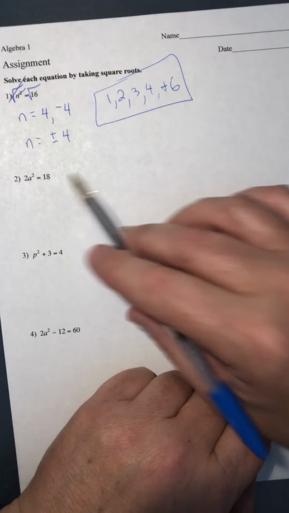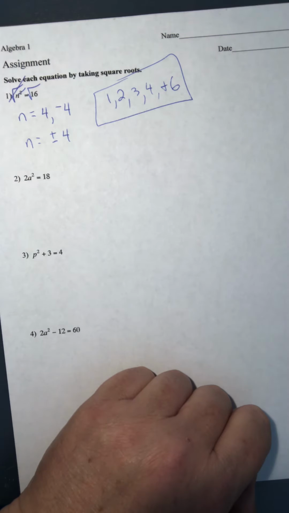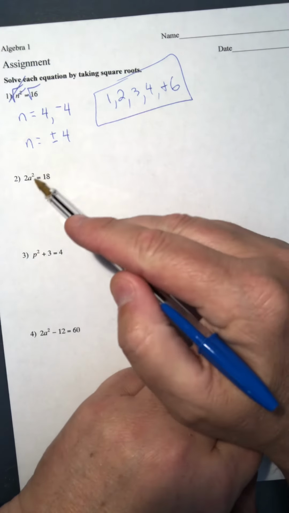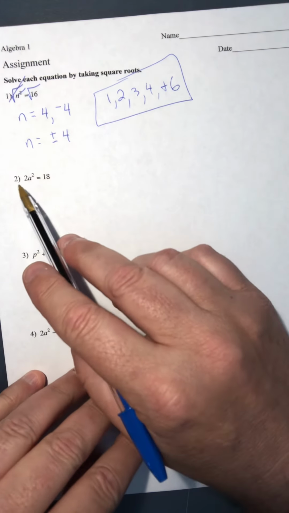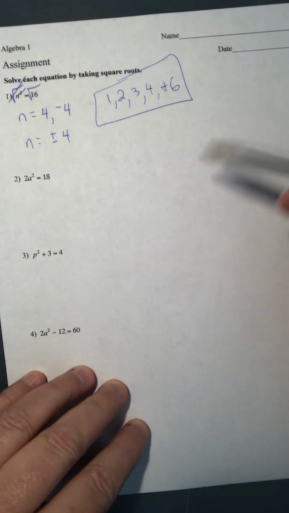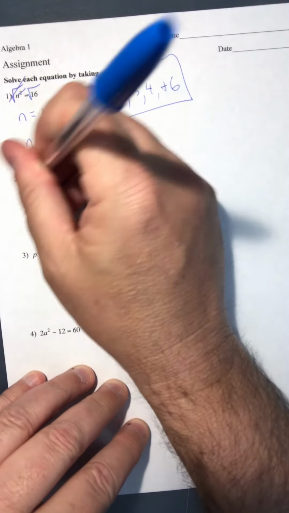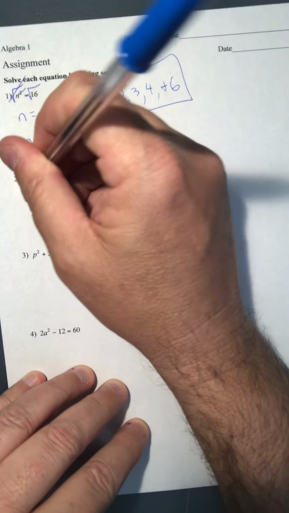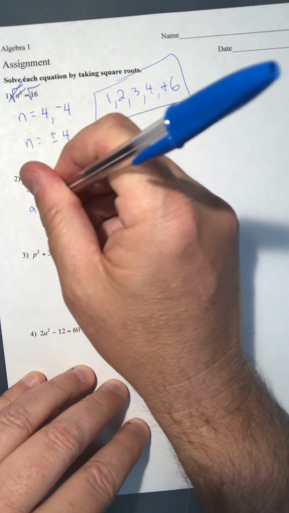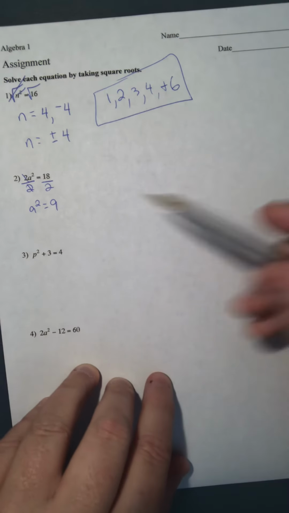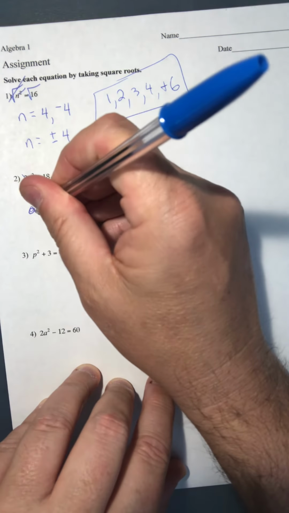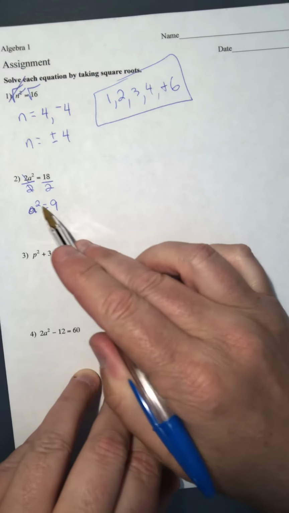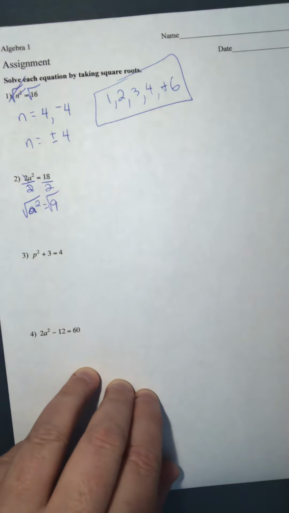So let's talk about the next one. 2a squared equals 18. Well, if you notice, my a squared is not by itself, so I've got to do something to get that a squared by itself. There's really multiplication going on between that 2 and that a, so that's what I'm going to take care of first. I'm going to divide both sides by 2 to make that 2 go away, and now I'm left with a squared equals 9. So now I'm back to what my first equation looked like. I've got a squared equals 9. I've got my variable being squared isolated, or all by itself. So I'm ready to take the square root of both sides.